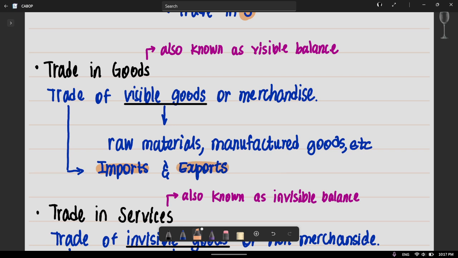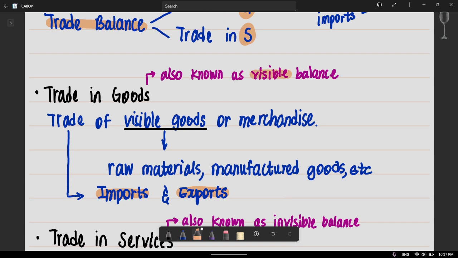So we have trade in goods, which is also known as the visible balance. It is the trade of visible goods or merchandise. Visible goods such as raw materials, manufactured goods, these are tangible items or physical items that you can touch. For example, it could be car, food, etc. Because these are visible items or goods that you can see.